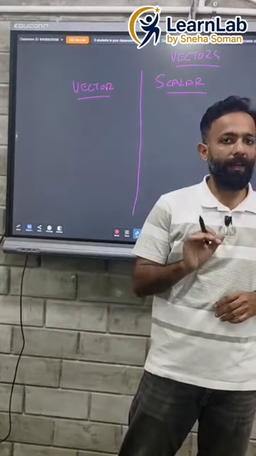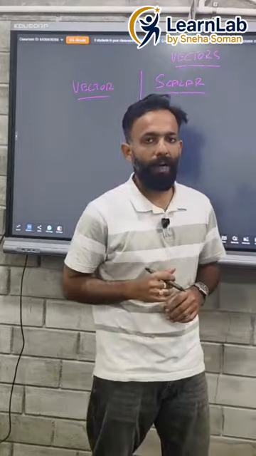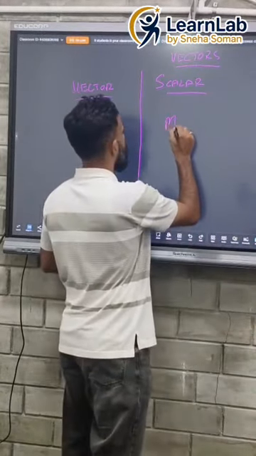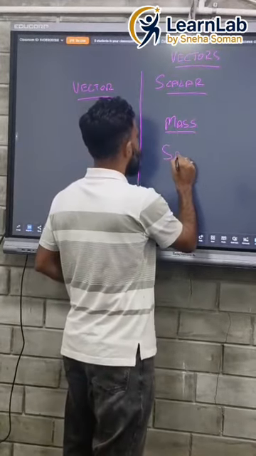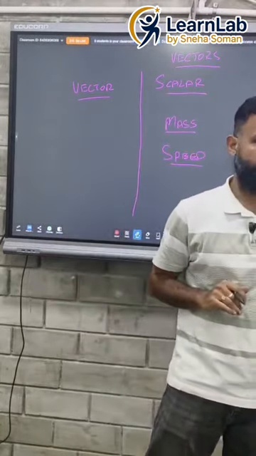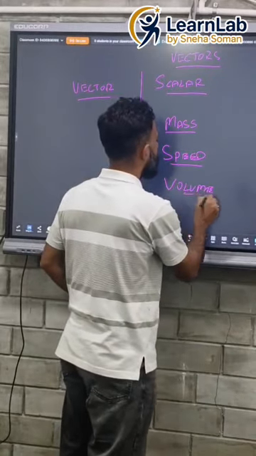Scalar is something that has only magnitude. So some examples of scalar quantities are mass. Mass has only magnitude. It doesn't have any direction. Okay. So mass is one of the examples of scalar quantities. Similarly, we can say that speed is also a scalar quantity because speed has only magnitude but no direction. Similarly, volume is also a scalar quantity. It has only magnitude but no direction.